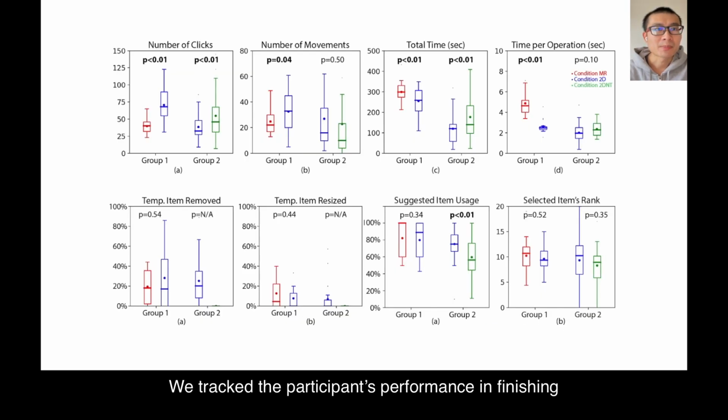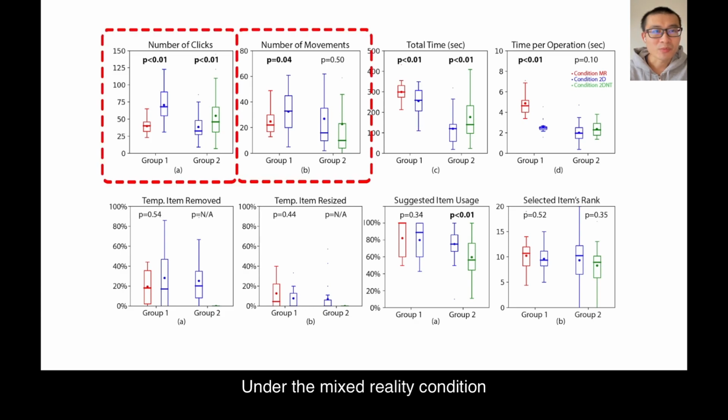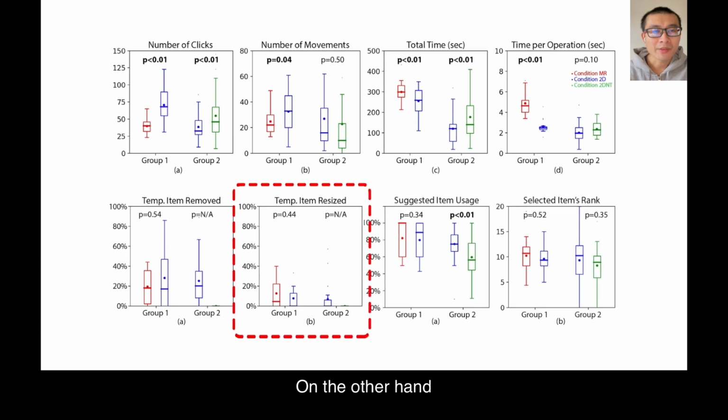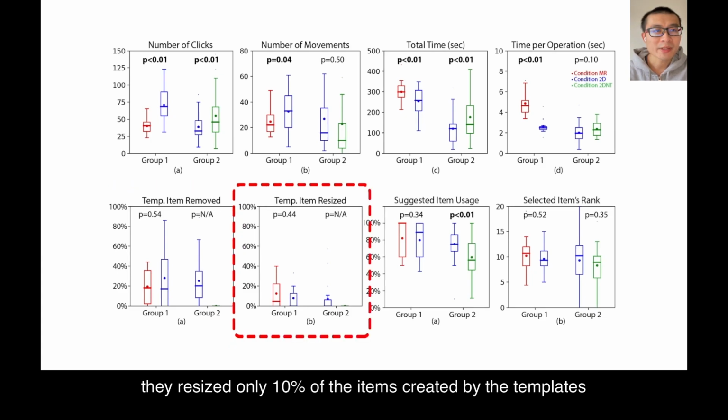We checked the participants' performance in finishing the tasks under each given condition. Under the mixed reality condition, the participants made fewer clicks and movements compared to the 2D condition. We also checked the usage of the suggestions. The results show that the participants removed about 25% of the items created by the templates. On the other hand, they resized only 10% of the items created by the templates.